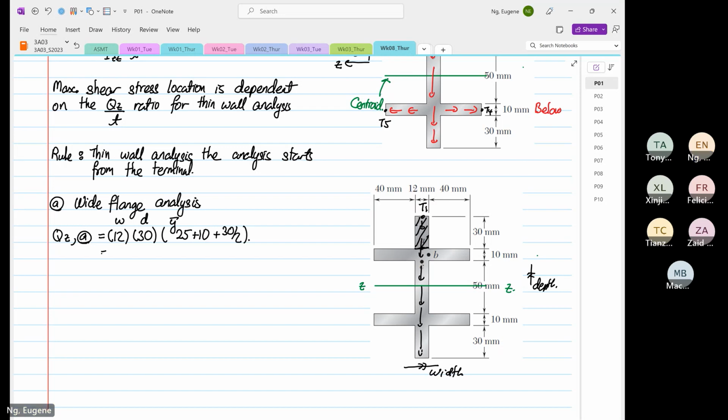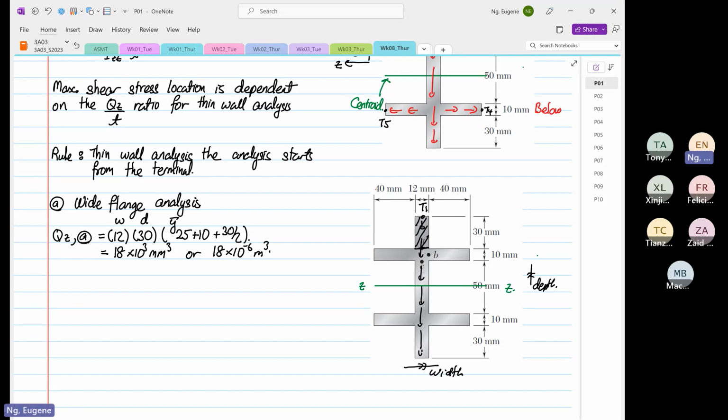Okay. So this will be equal to 25 plus 10 plus by 30 divided by 2 times by 30 times by 12 is equal to 18 times 10 to the power 3 millimeter cube, or 18 times 10 to the power minus 6 meter cube. Okay, so that's Qz at point A.